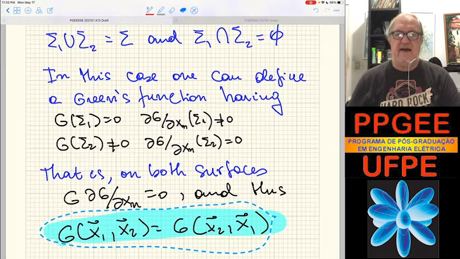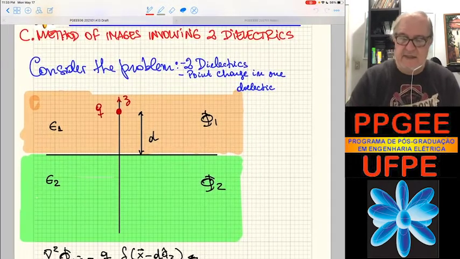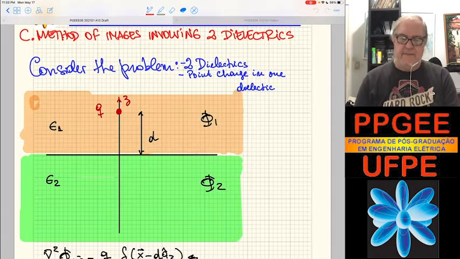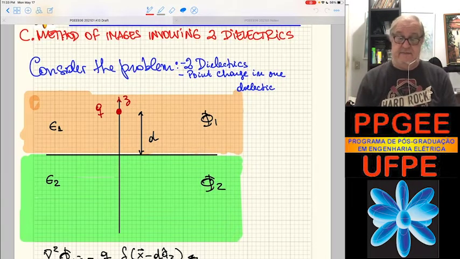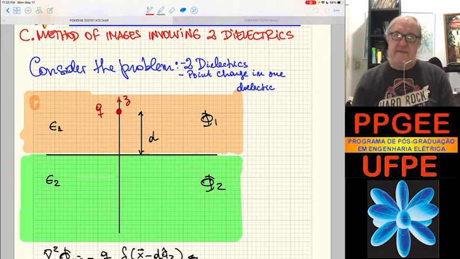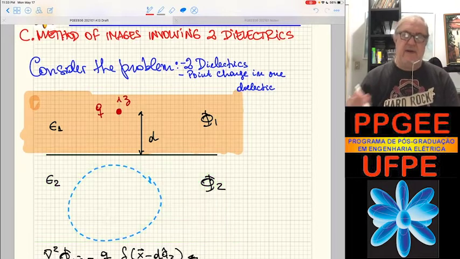Okay, let's go now to the final part of the lecture. We want to discuss the method of images for two dielectrics, and let's assume that we have a point charge inside of one of them, dielectric 1. Okay, so what's going to happen here? How do we solve it? Intuitively, what's going to happen is you're going to have an image charge that gives a result in the region below.